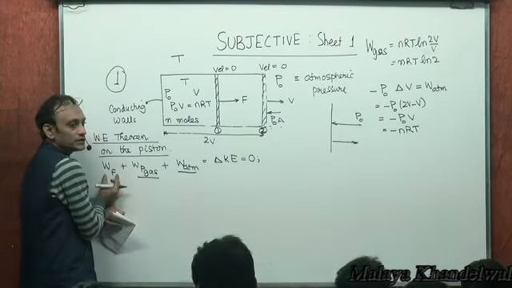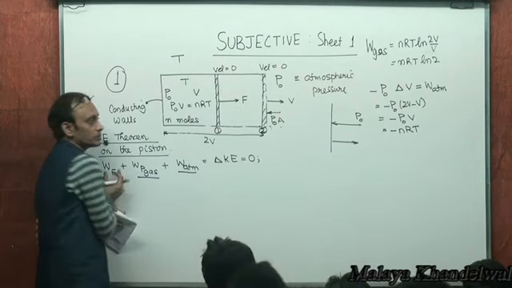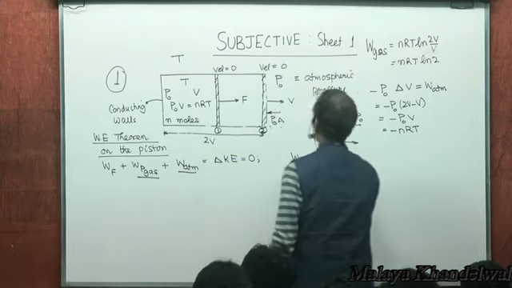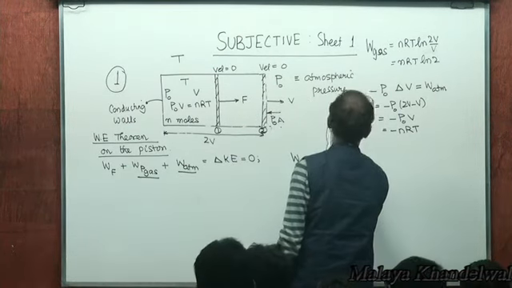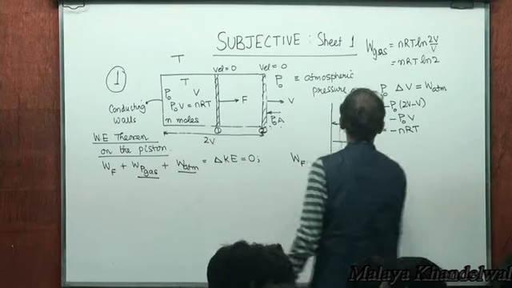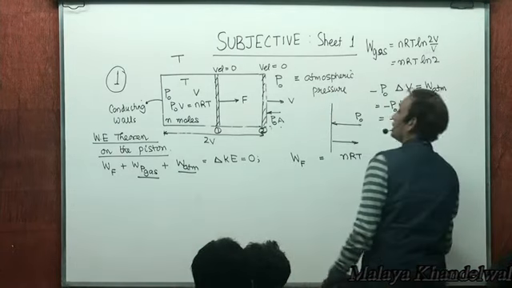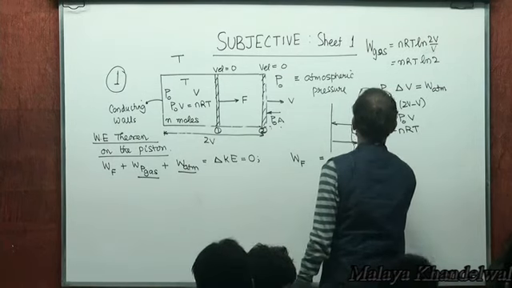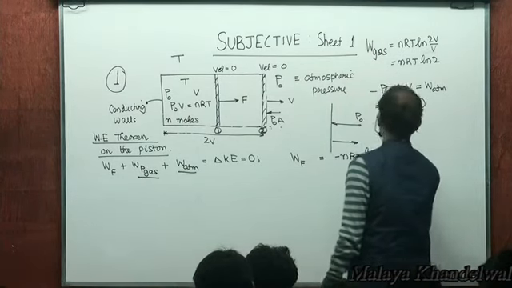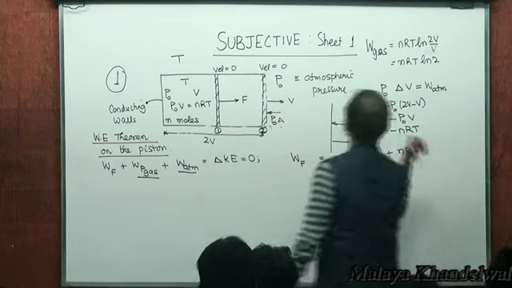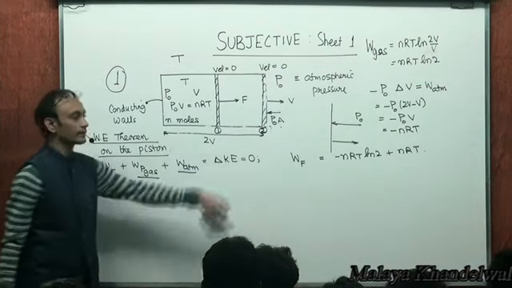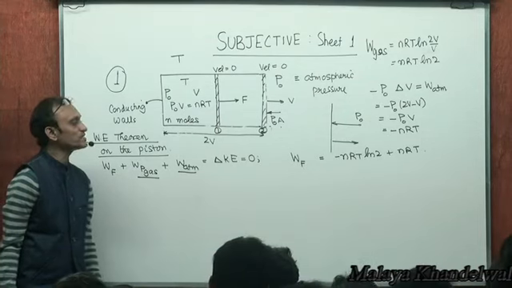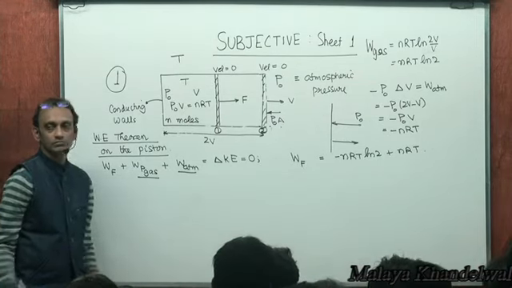So can I not find the work done by the external agent? Work done by the external agent, F, is minus the work done because of the pressure of the gas, nRT log 2, and minus the atmospheric work, plus nRT. That's the work done, nRT into 1 minus log 2. That's the work done by the external agent. Got me?